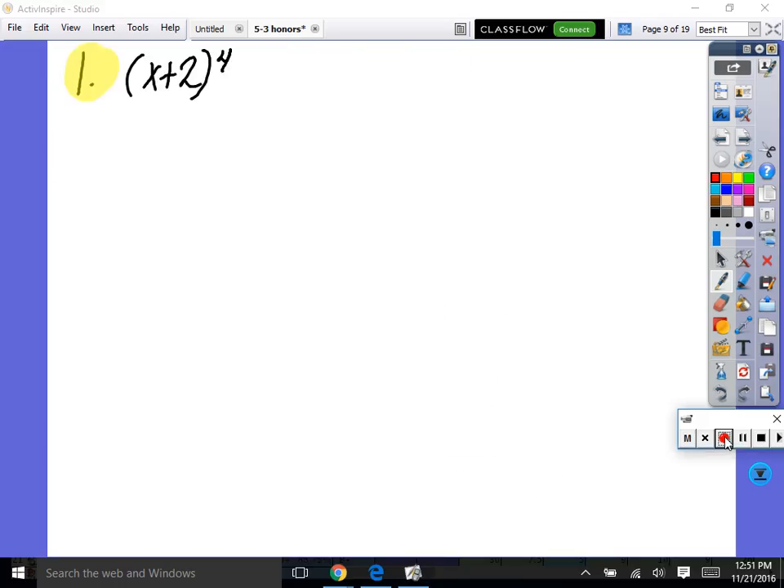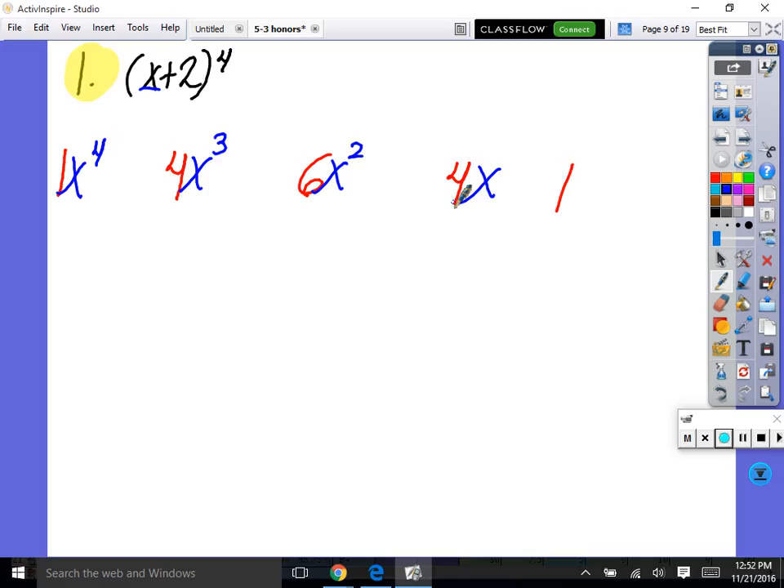So let's do number 1 using Pascal's triangle. It's degree 4, so look at your triangle. What are our coefficients? 1, 4, 6, 4, and 1. Leave yourself plenty of room. Our front thing is x, so we'll have x to the 4th, and it's going to count down: x cubed, x squared, x to the first, x to the 0. Any questions so far?